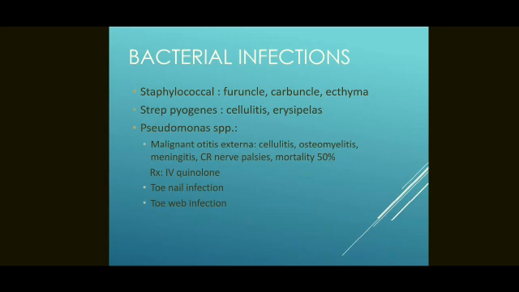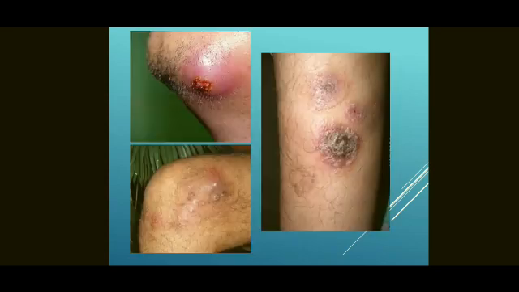Next would be the infectious manifestations. Bacterial infections are more common, either due to Staphylococcus causing furuncle, carbuncle and ecthyma, or Streptococcus causing cellulitis and erysipelas. Pseudomonas may present with cellulitis, osteomyelitis, meningitis, cranial nerve palsies, leading on to mortality in 50%. Treatment would be intravenous quinolones. Toenail infections, toe web infections are also seen due to Pseudomonas.